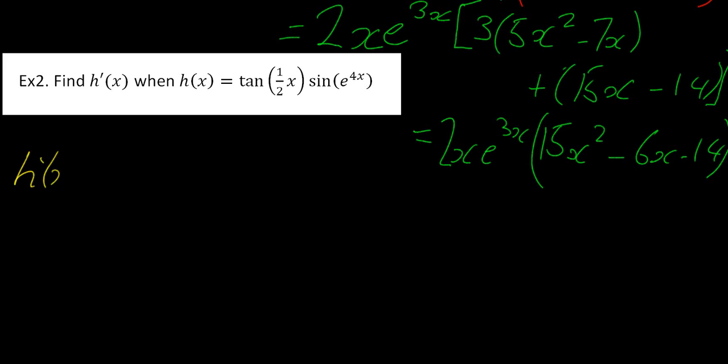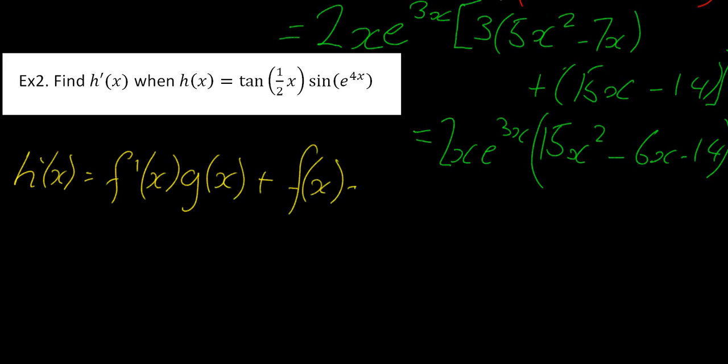So recall that h dash can be equal to f dash times g plus f of x times g dash of x. And that's of course if you have f of x here and g of x over here. Okay, so over here I'm just going to say that all of this is f and the sine term over here is g of x.